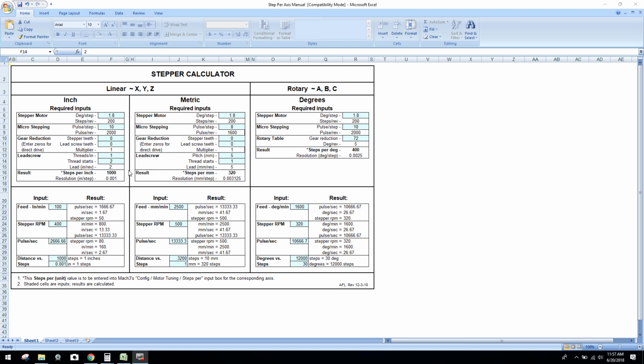a lot of you are looking at ball screws and trying to calculate: do I do imperial measurement? How do I do metric measurements? If I have a rotary axis, what's my rotary measurements? It'll tell you different feed rates, stepper RPM, pulse, degrees versus steps. Lots of information for the guys that really want to get technical or really need this information as they're engineering. I feel that this tool may be helpful to many of you.